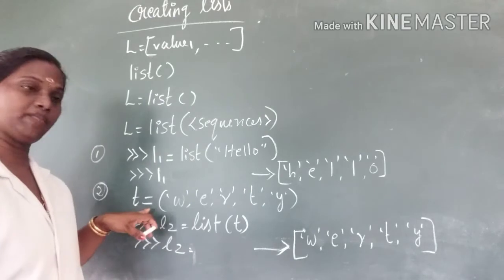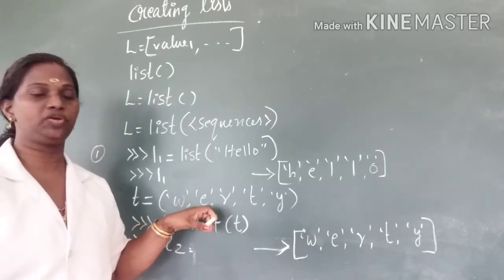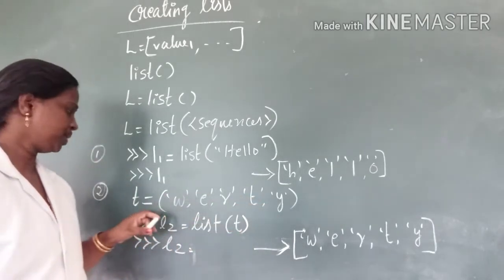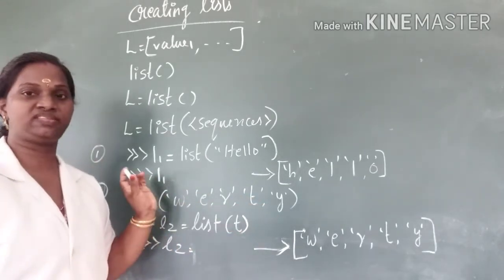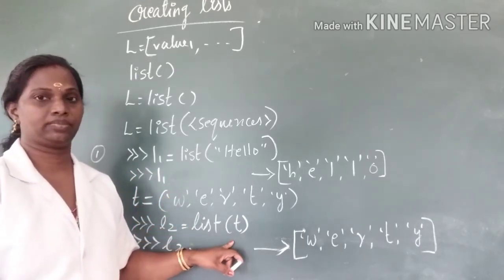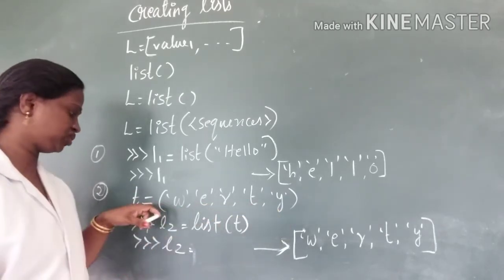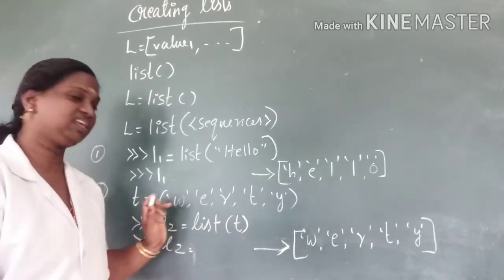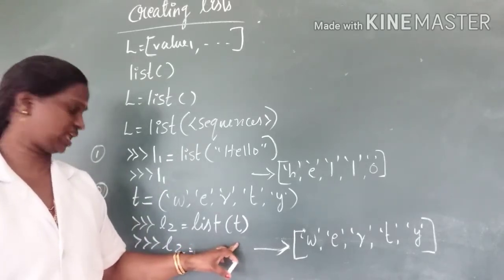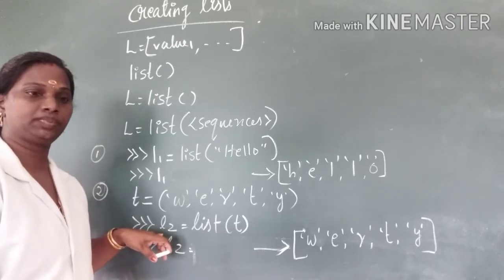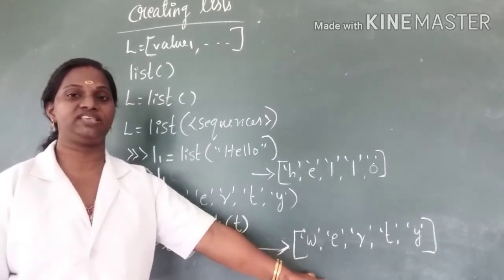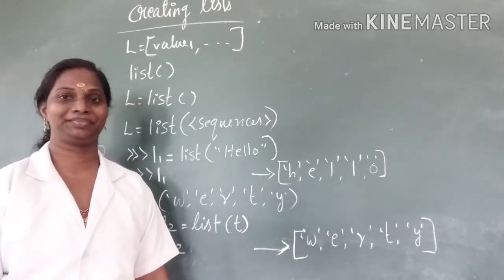The next example: here T = 'QWERTY'. Each character is assigned into this T. Then L2 = list(T). First these characters are assigned to T, then list(T) means this T will be taken as a list. So this list of T is assigned to variable L2. Then print L2, and it displays this list of characters.